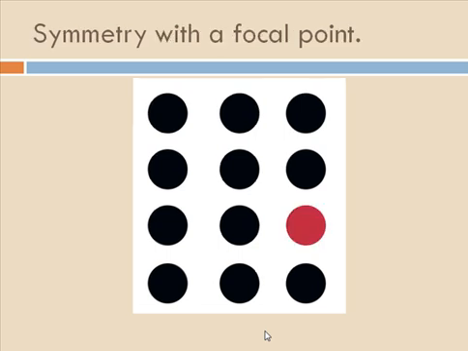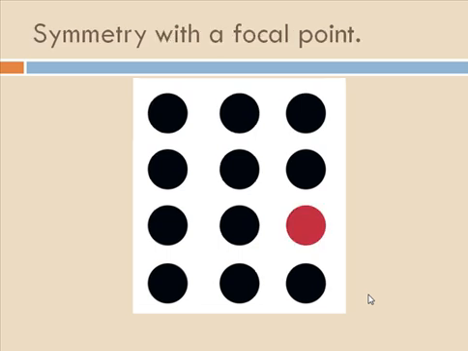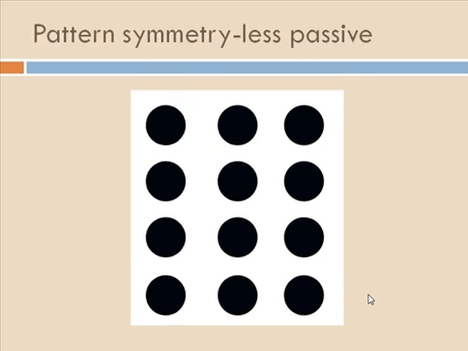Here's another way that you can treat the passive space. This is an example of symmetry with a focal point. So again, it's a pattern. And notice how this image is completely different. What's happening here in the focal point and the space behind it versus the one where every single circle is exactly the same. So the question for you is, which one has more tension?